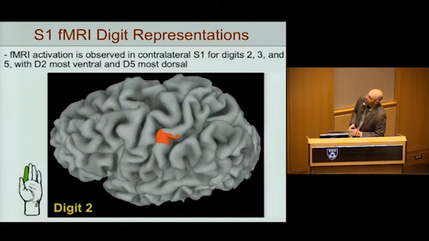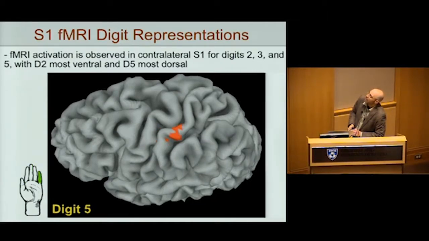And so with our functional MRI, we can non-invasively, we don't have to open up the skull, we don't have to open up the brain, we can non-invasively map stimulation in different body areas to their cortical representations in S1, primary somatosensory cortex. So this is the brain response for an individual in digit 2, digit 3, and digit 5.